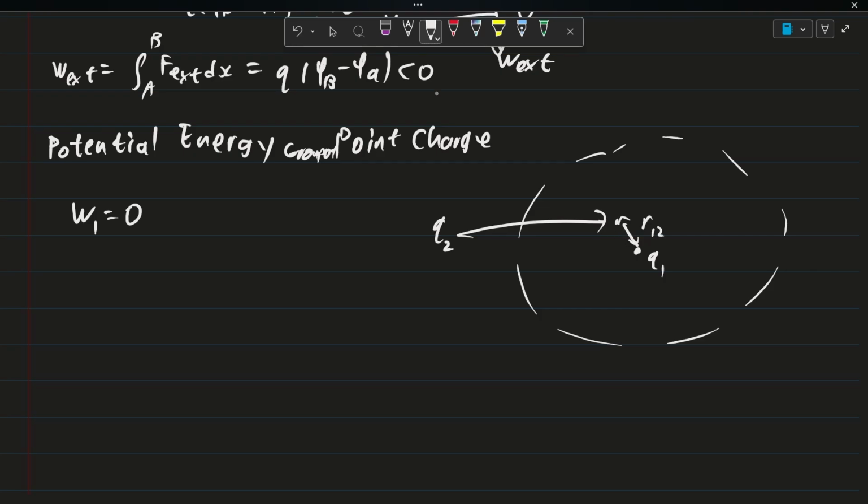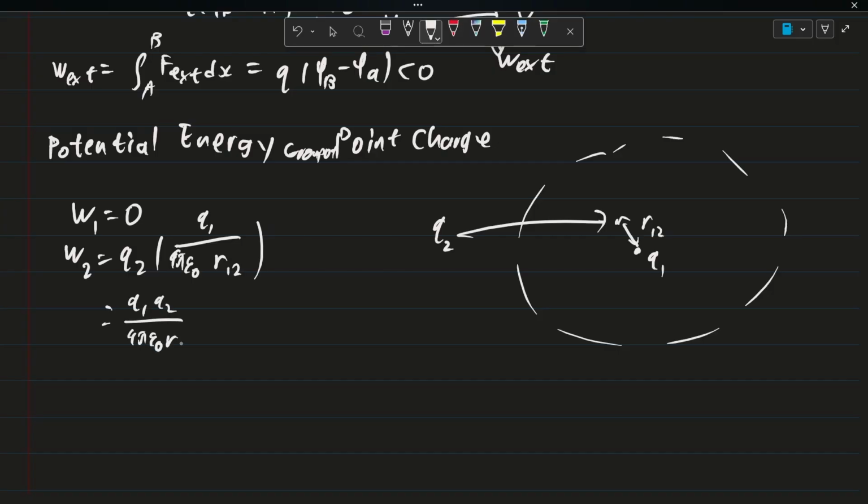So if you refer to the formula here, the work from the external, in order to move from one point to the other, this would be, for the work W2, Q2 multiplied by phi b, the final point minus the initial point. The initial point is 0, and for the final point, you could just use the formula for the electrostatic potential for point charges, which is 1 over 4 pi epsilon 0 times Q1 over R12, like so. And simplifying this would be Q1 Q2 over 4 pi epsilon 0 R12.